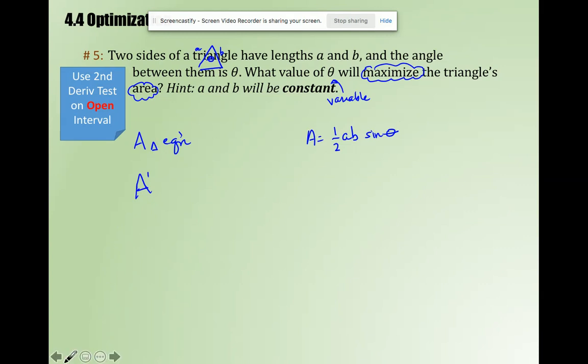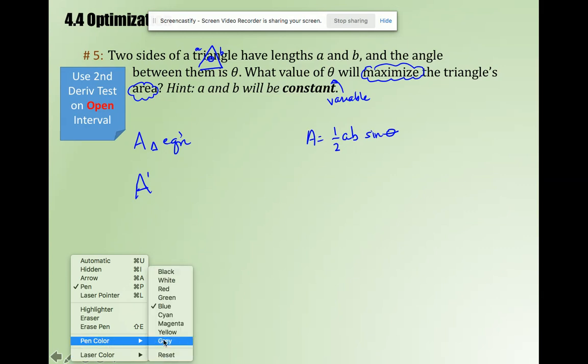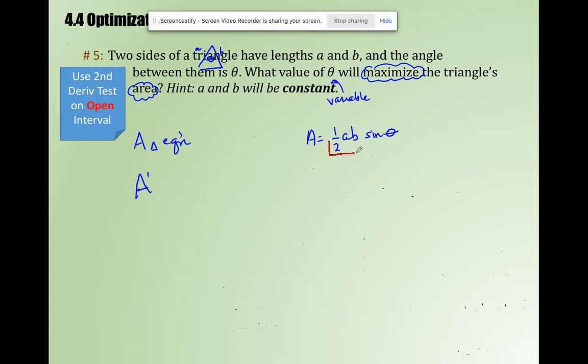But the important thing to know here is that this is a constant. I don't have 3 variables here. A and B are sides of the triangle that are not going to change, right? The lengths of the sides are not going to change. So I just have area is equal to a constant times sine theta. So there is my equation.